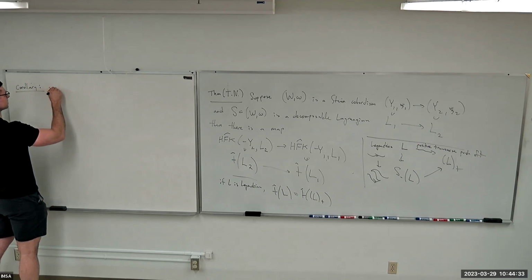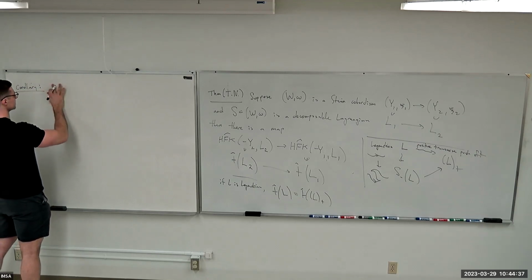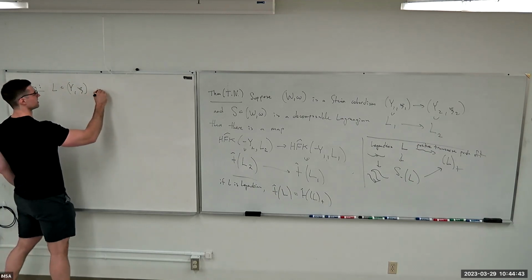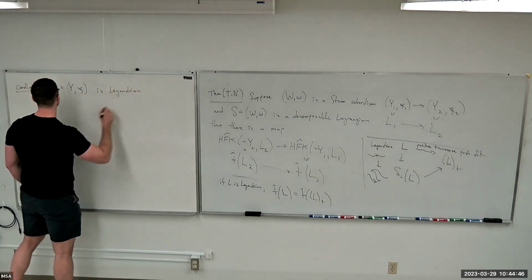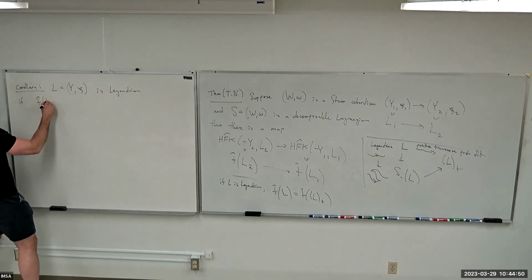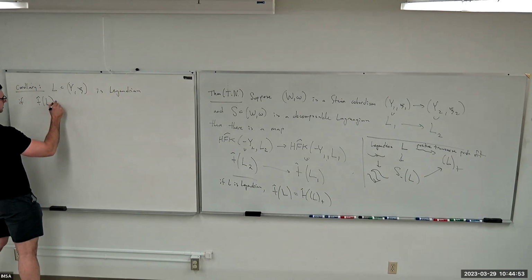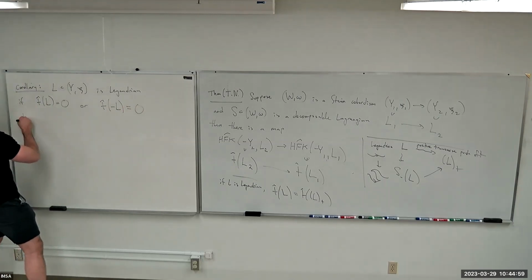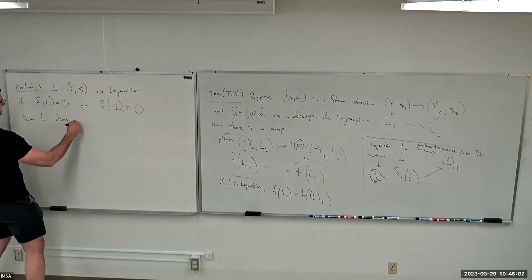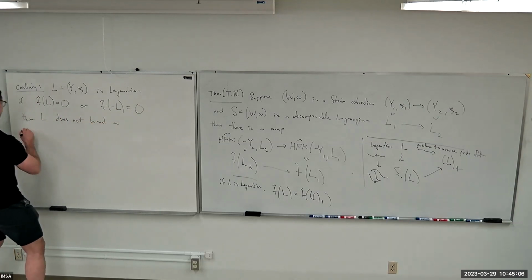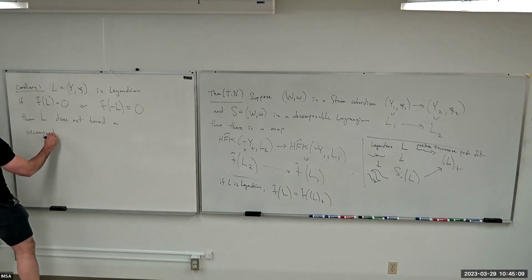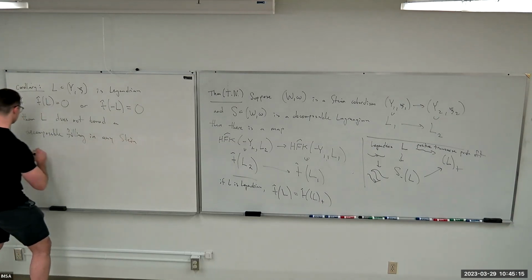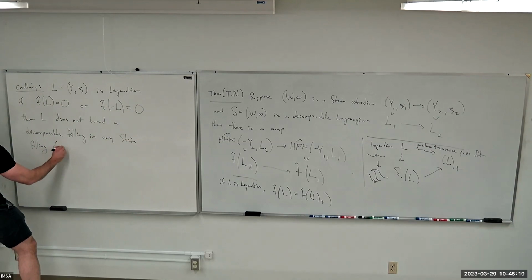Suppose, well, so we have a Legendrian L. If the invariant of L is 0, or the invariant of L with its opposite orientation is 0, then L does not bound a decomposable filling in any Stein filling of Y.